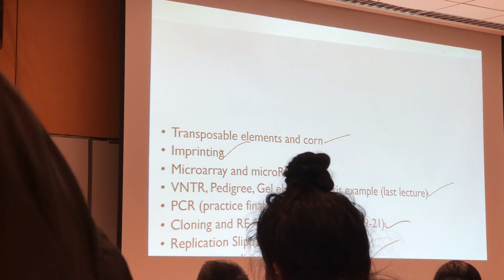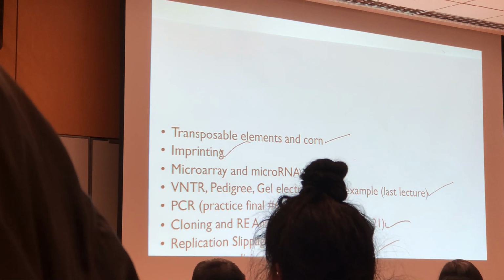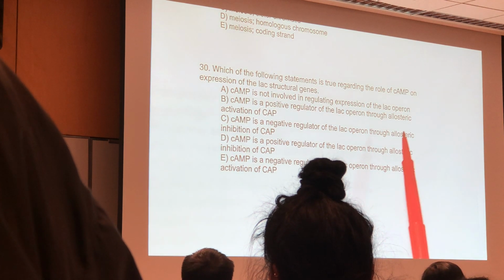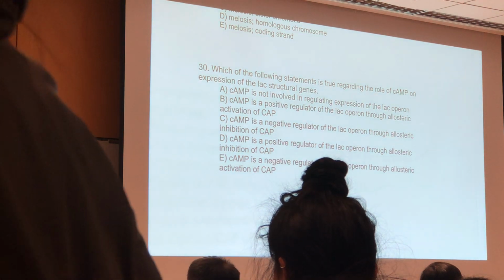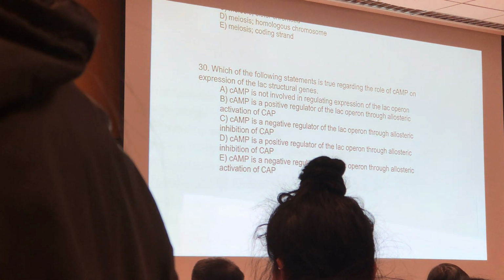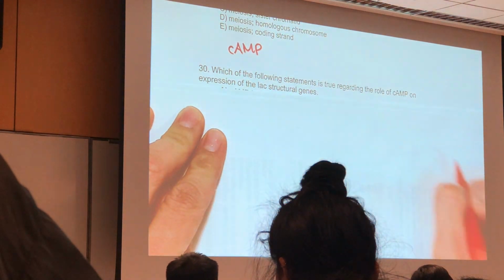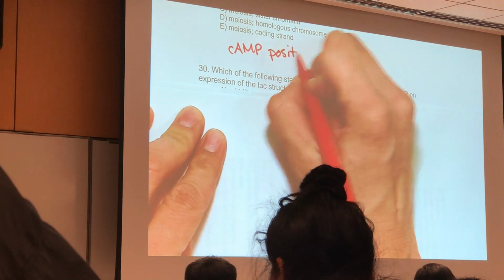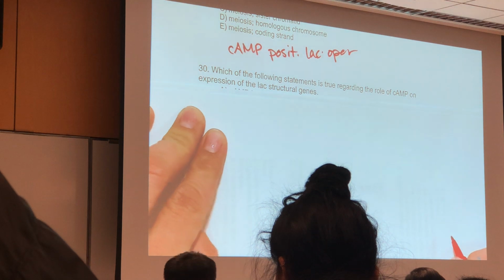30. Which of the following statements is true regarding the role of cyclic AMP in expression? So let's just not even look at the answer choices. Let's not get worried about that, and let's just remind ourselves what cyclic AMP does. Is cyclic AMP a positive or negative regulator of the lac operon? Positive regulator of the lac operon. Is it a positive or negative regulator of CAP?